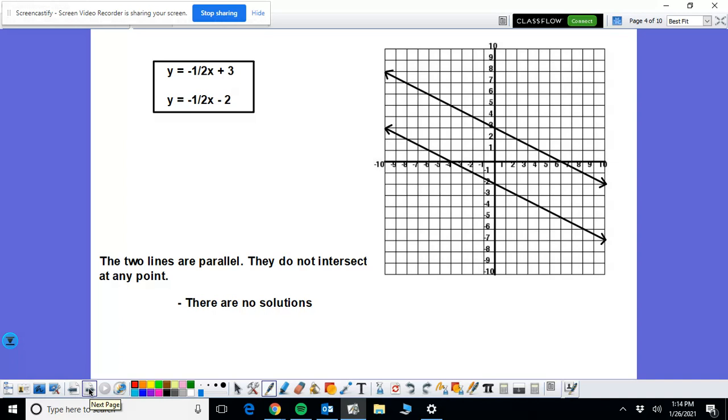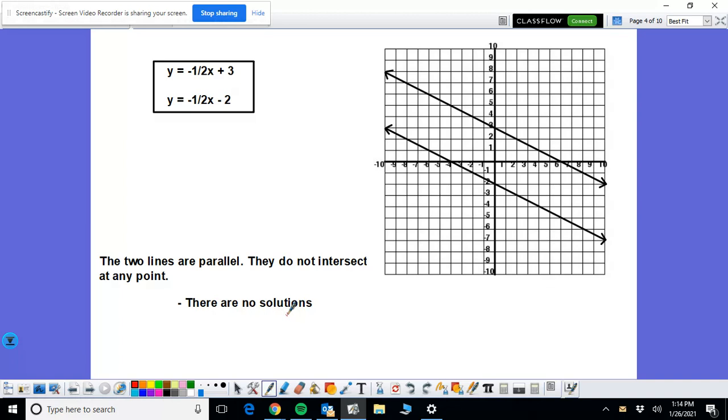So what would that look like? Now let me show you. This right here is the question once again. This would be your work per se of how you'd find the answer. But the thing is, there is no answer. Why? Because the two lines are parallel. You read this, make sure you get this in notes, all of it. They do not intersect at any point. That means there are no solutions.